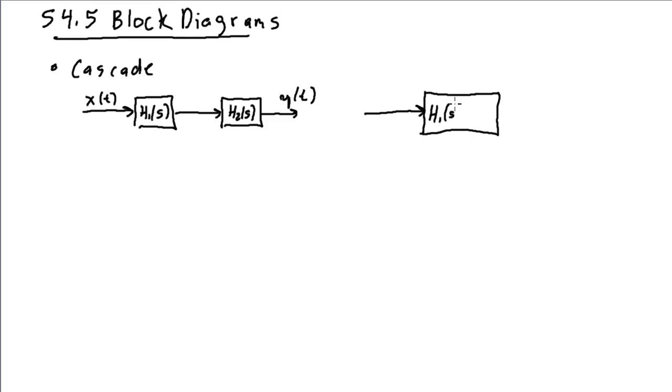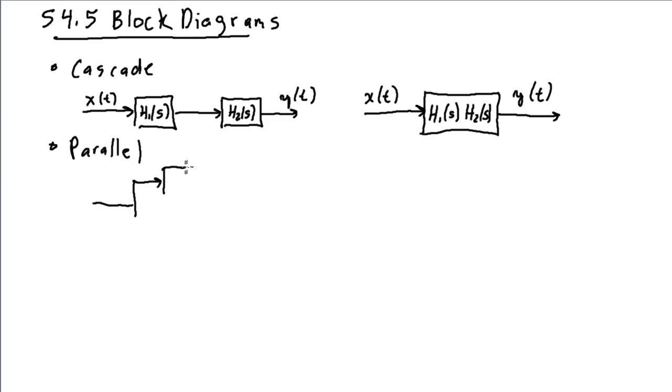So we could replace the two cascade blocks with a single system having a transfer function equal to h1 of s times h2 of s. And again, this is easy to derive in the Laplace transform domain. Call the output of the first system w, then w would be x of s times h1 of s, and y of s then would be w of s times h2 of s, and then algebraically combining those, we can see that y of s is equal to x of s times the product of h1 of s and h2 of s.